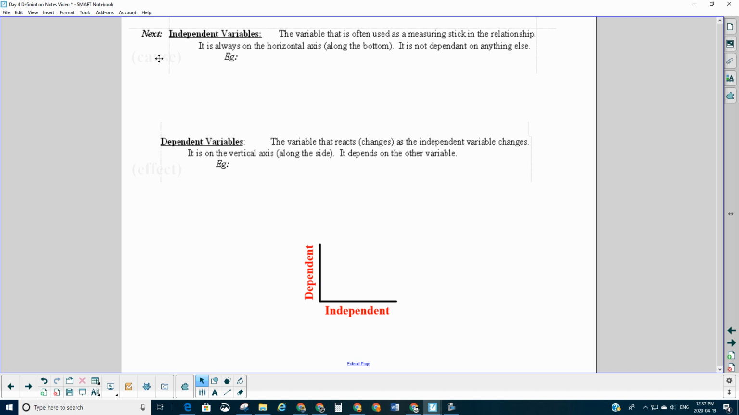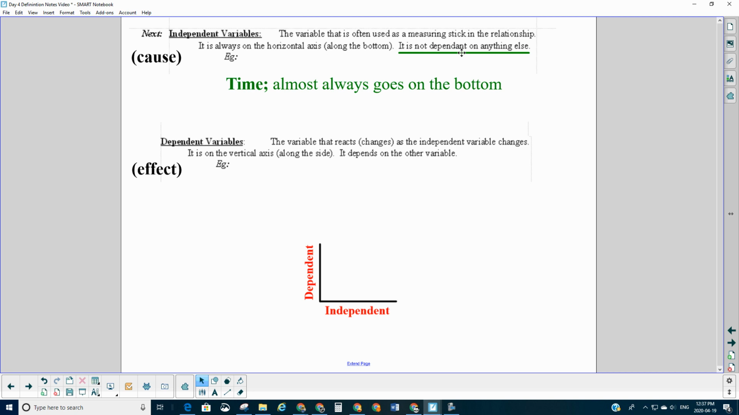Another way that people have described this is the cause and this is the effect. So as something changes here, the dependent variable is affected by it. Okay? A good example of this is time. Time is almost always on the bottom. So you almost always have graphs with time on the bottom. And the reason is time is not really dependent on anything else. If you're measuring distance or figuring out how much money you have, time is going to go on independently.